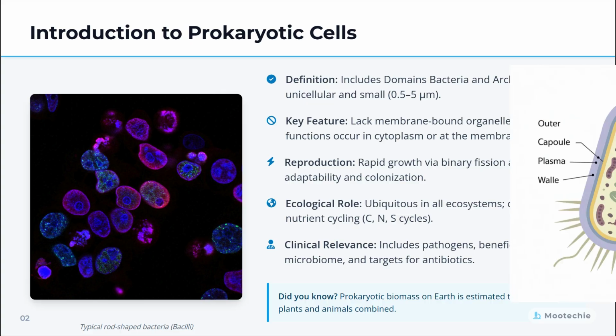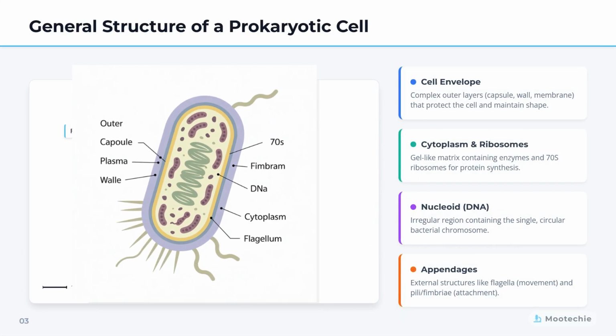Now, let's look at the general structure of a prokaryotic cell. This diagram gives us a visual overview of the major components. Cell envelope. This refers to the complex outer layers, including the capsule, wall, and membrane that protect the cell and maintain its shape. Cytoplasm and ribosomes. This is the gel-like matrix containing enzymes and 70S ribosomes for protein synthesis. It's the cell's internal workspace.